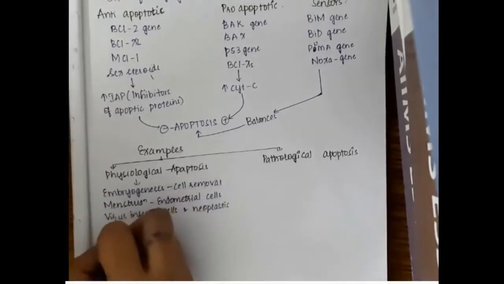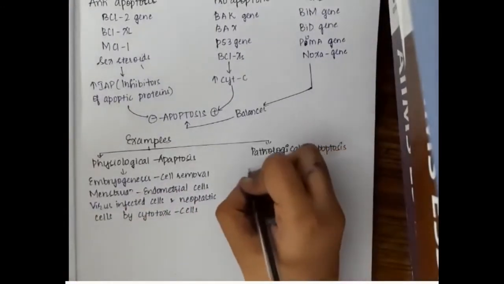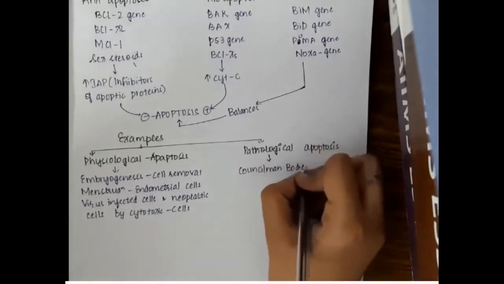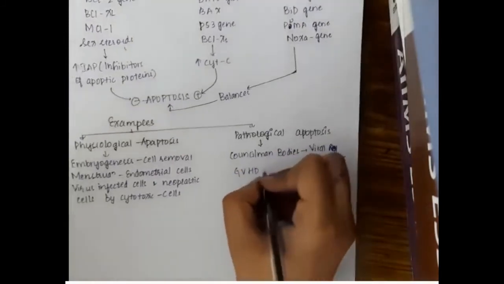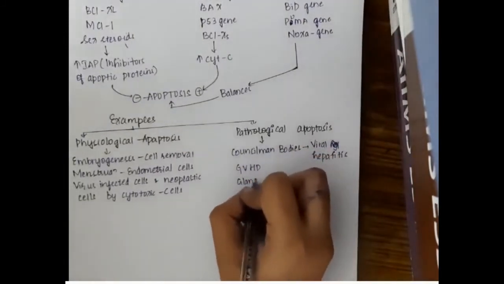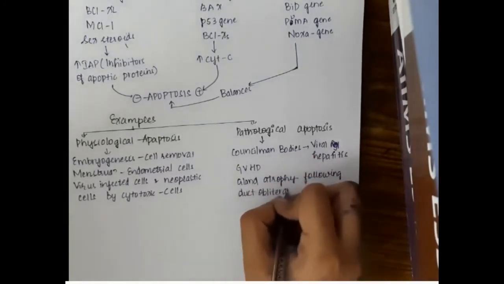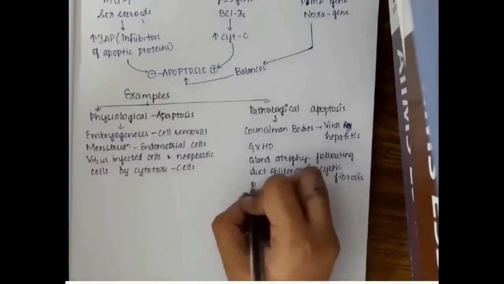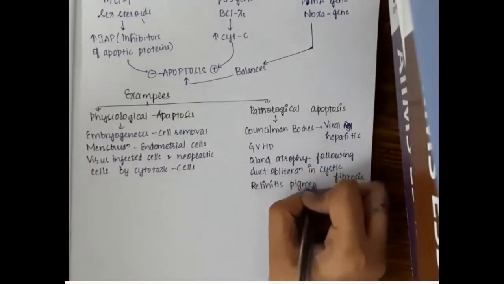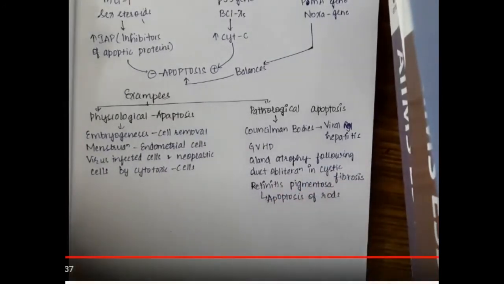Virus infected cells and neoplastic cells, that is tumor cells, are removed by cytotoxic cells by apoptosis. Pathological apoptosis includes Councilman bodies like in viral hepatitis, graft versus host disease, gland atrophy following duct obliteration in cystic fibrosis, and pathological apoptosis is also seen in retinitis pigmentosa, where there is apoptosis of rods. So these are the main examples and process of apoptosis.